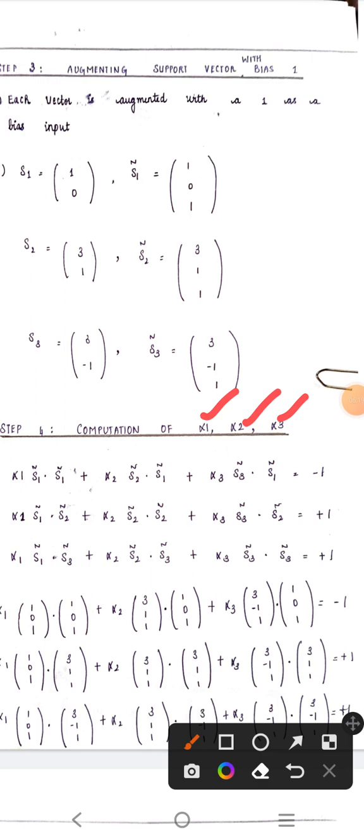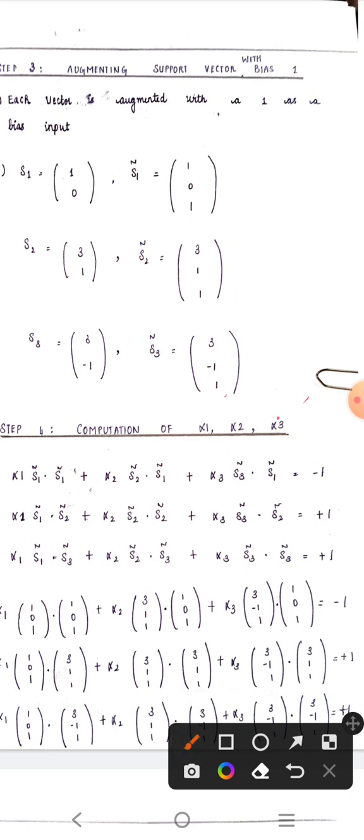The number of alpha values will change according to the support vectors. In this problem we have only 3 support vectors, so we are computing 3 alpha values. And in order to compute the alpha values, we have a particular equation to be followed, and the equation is given below.